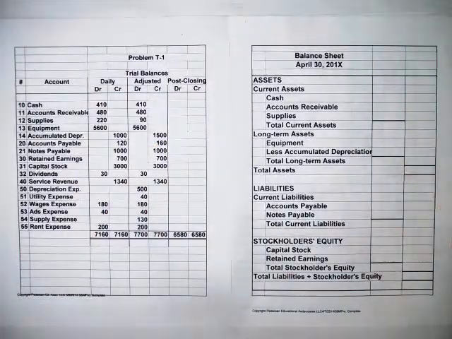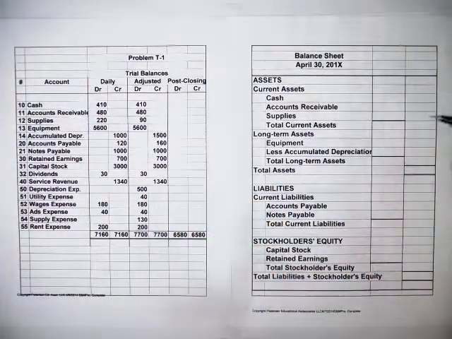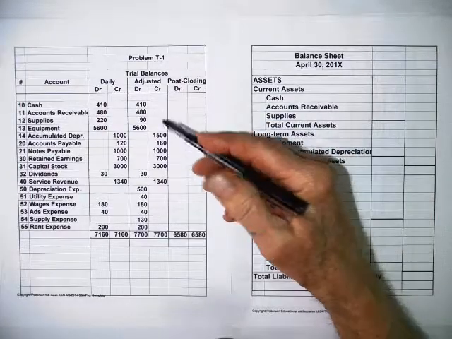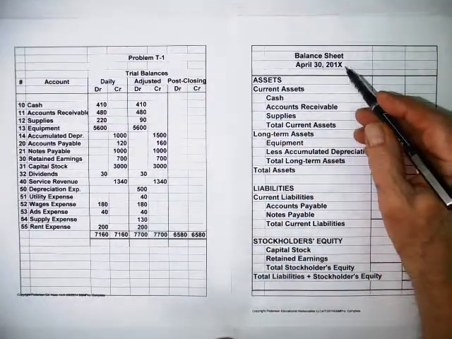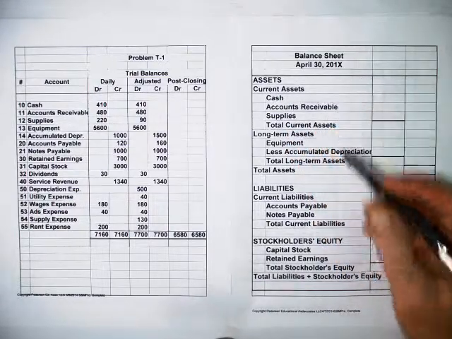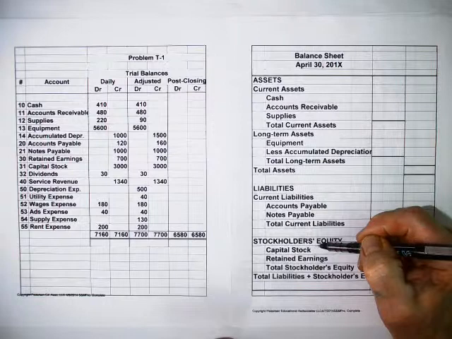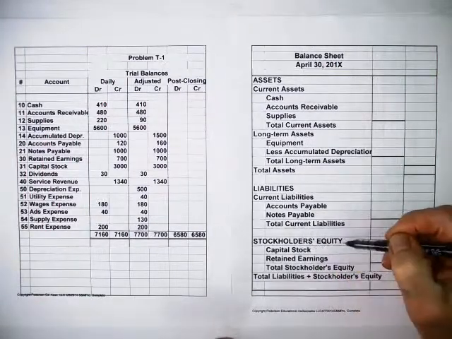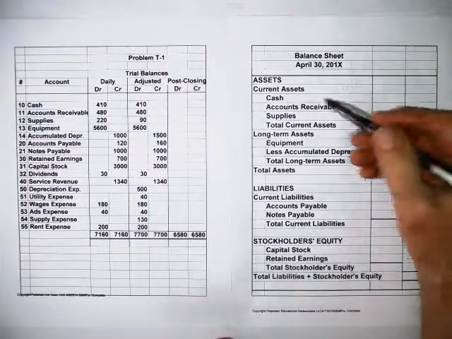Again, we're going to be taking the numbers from the adjusted trial balance, right off our list here. The balance sheet shows what we use in the business, which are our assets, and how the assets are divided between the liabilities and stockholders' equity. This is the owner's account. This is what the owner owns. So the combination of these two shows who owns the assets.